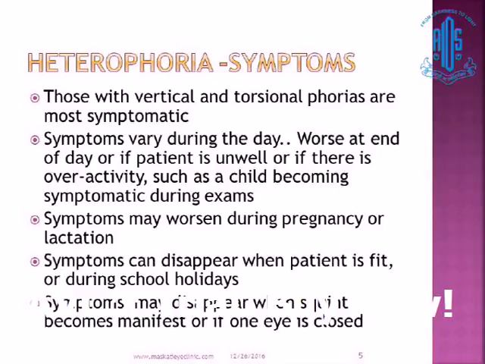The symptoms vary during the day. Typically they are worse at the end of the day, or if the patient is unwell, or if there is tremendous amount of overactivity, typically during exams. And average ophthalmologists feel the child is faking it because he doesn't want to give the exams, or this is exam tension. It's not that. You need to confirm that there is no latent squint. Symptoms will worsen whenever the patient is unwell. Even in adults, pregnancy which lowers body resistance or lactation will cause a latent squint to become manifest sometimes.